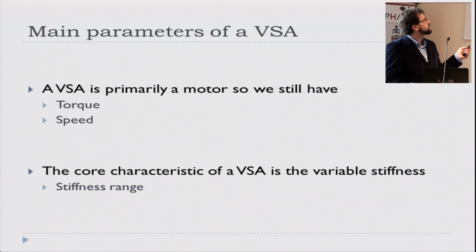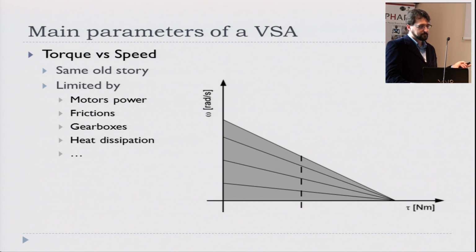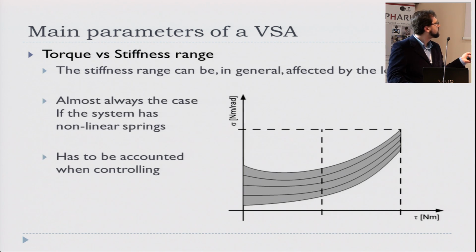What are the main parameters of a VSA? A VSA is primarily a motor, so we still have the same figures of merit, which are torque and speed. But for a variable stiffness actuator, one of the core characteristics is, indeed, the variable stiffness. So we also have to look at the stiffness range of the system. For torque and speed, we have the same old story: curves limited by friction, motor power, and all this stuff.